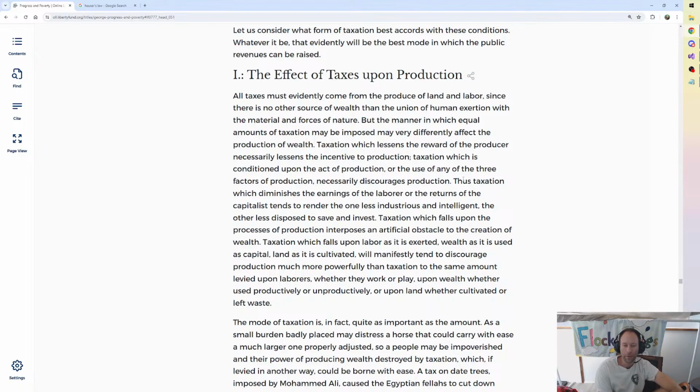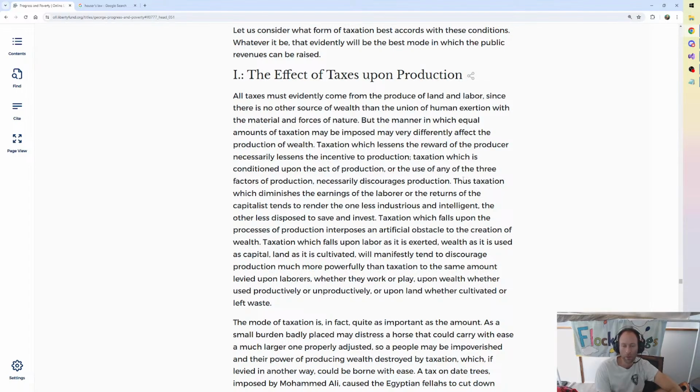Wealth as it is used as taxation that falls on labor, income tax. Wealth as it is used as capital. It's not quite a capital gains tax, but land as it is cultivated will manifestly tend to discourage production much more powerfully than taxation to the same amount levied upon laborers.